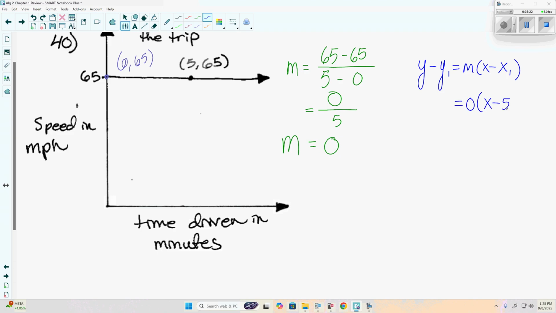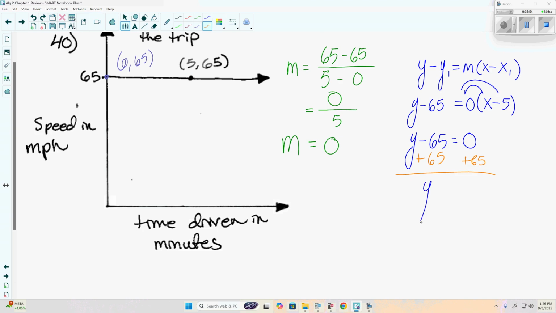I'm going to use our 5, 65 as our point. Now we do need to distribute this 0. What's 0 times x? 0, yes? 0 times negative 5 is 0. So what happens to the entire right side of this equation? It becomes 0. Still got to get y by itself, so we're going to add 65 to both sides. y is equal to 65.